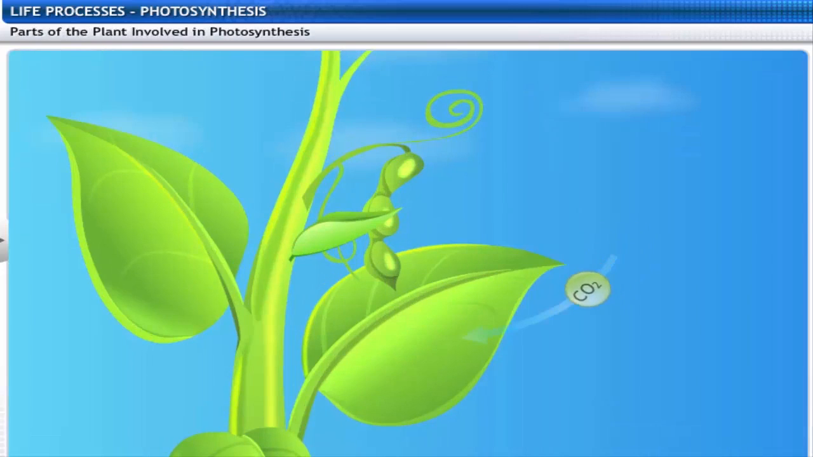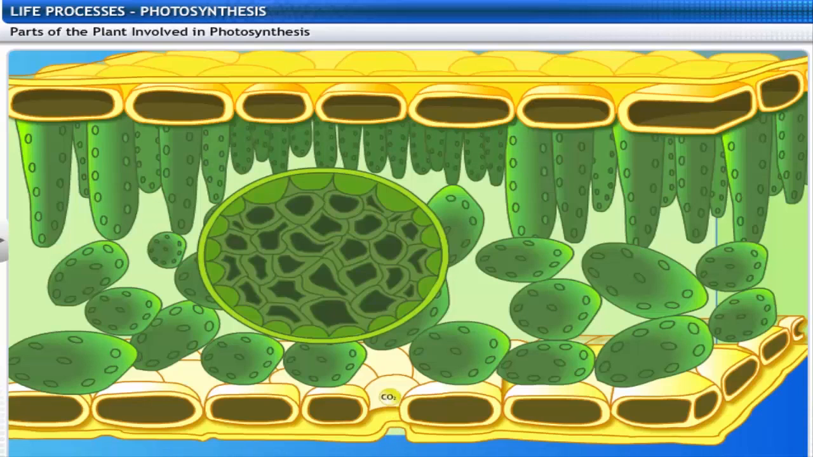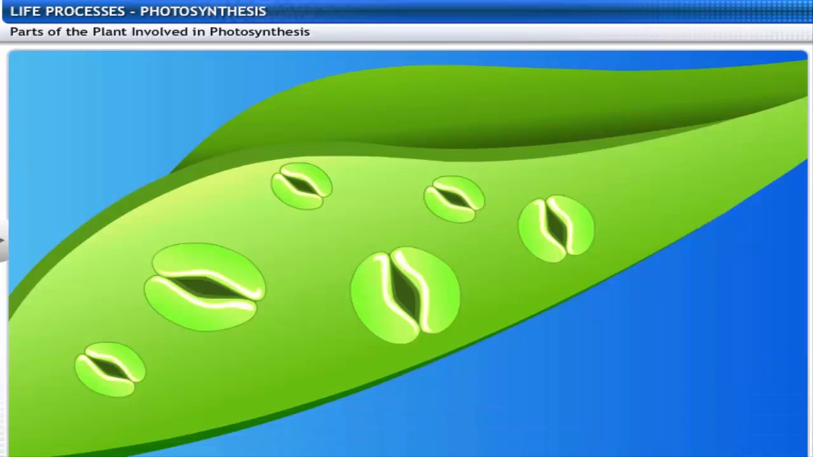Leaves have tiny pores on their surface called stomata. Stomata let in the carbon dioxide from the atmosphere. The carbon dioxide then diffuses into cell organelles called chloroplasts, which carry out photosynthesis. Let's take a closer look at these stomata.